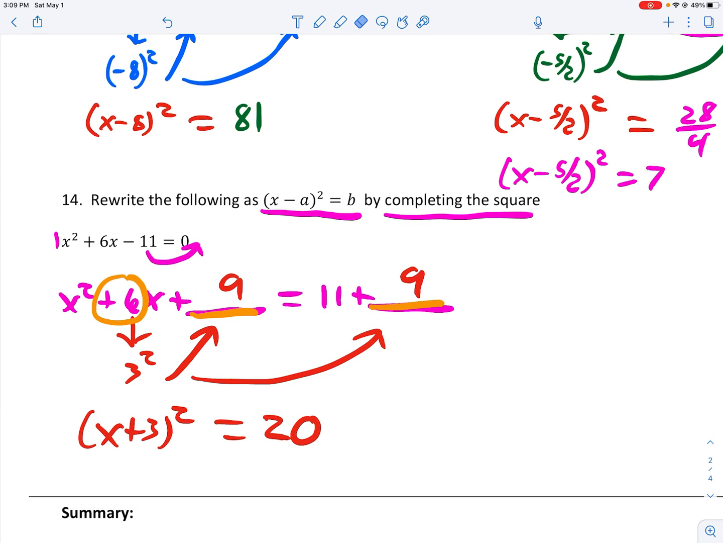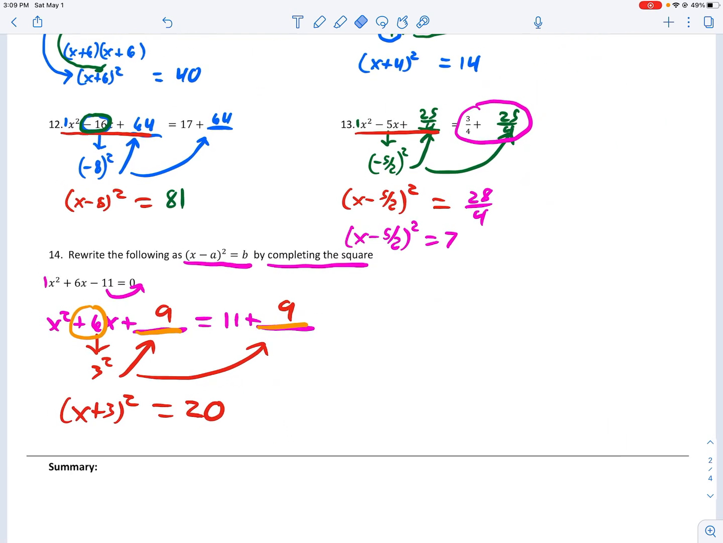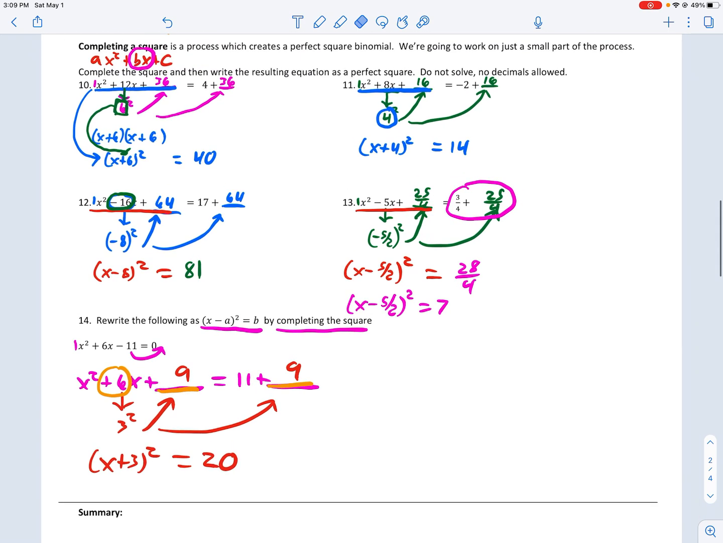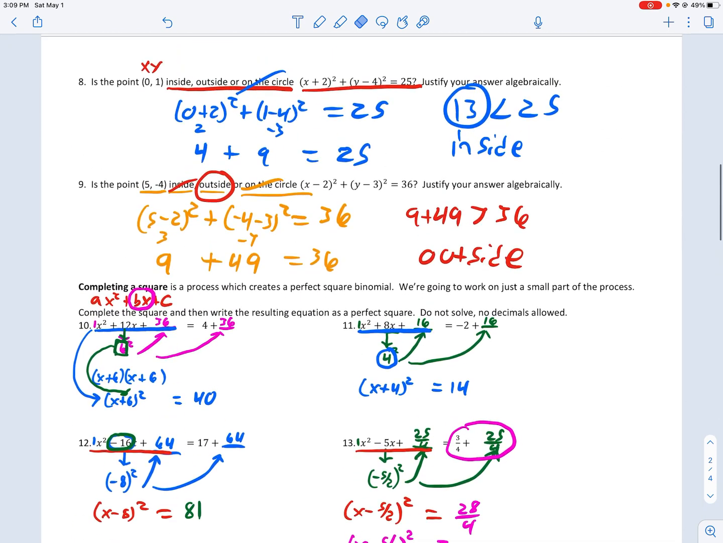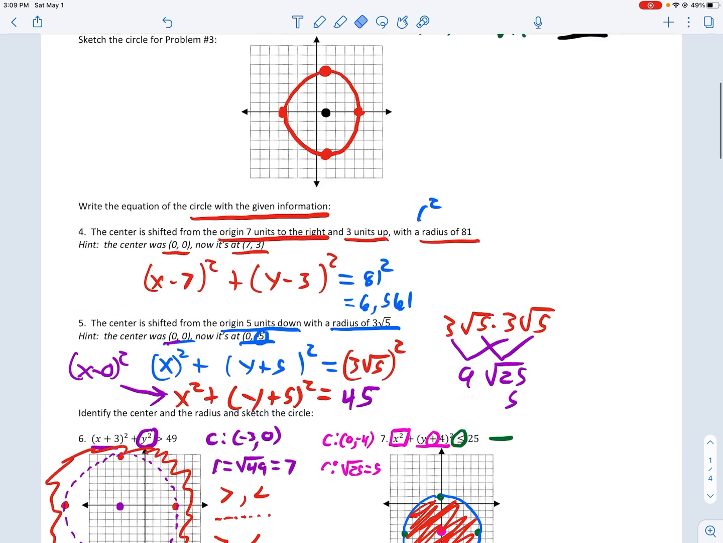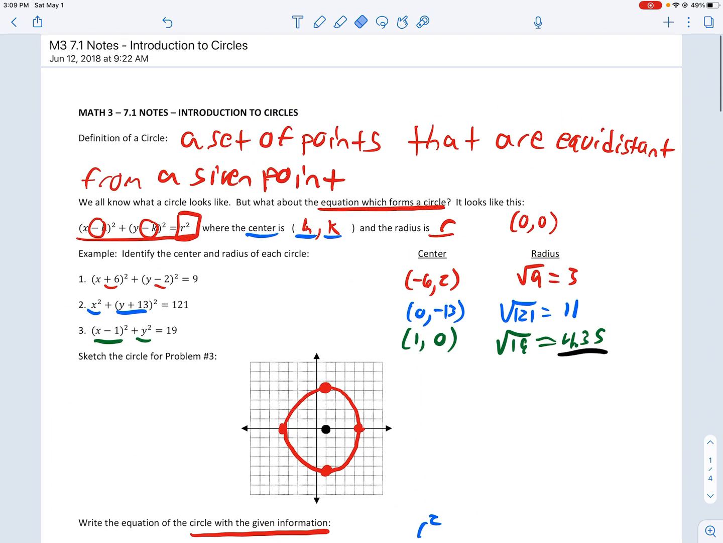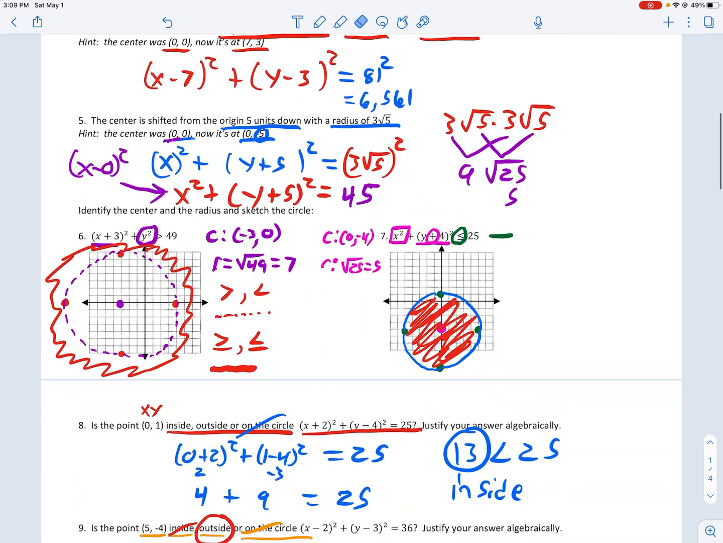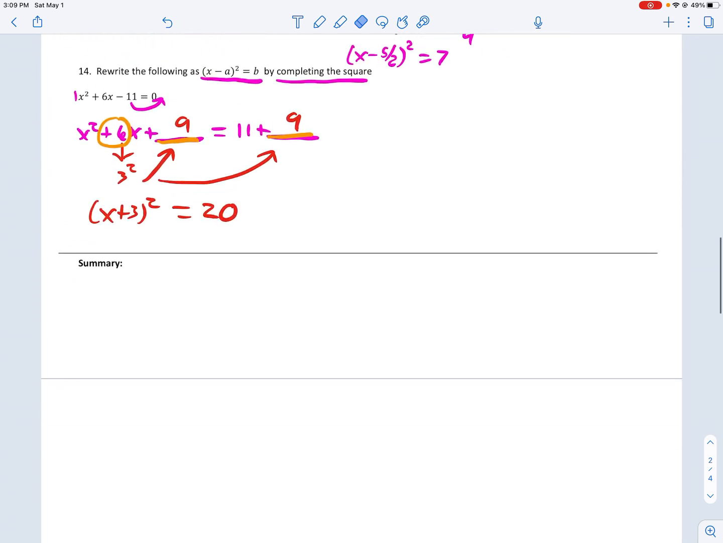So this is just a little quick introduction to completing the square. We're going to use this more on our circles in our next lesson. So please go through, look at it again, answer the essential question at the top as you write your summary at the end of your notes.